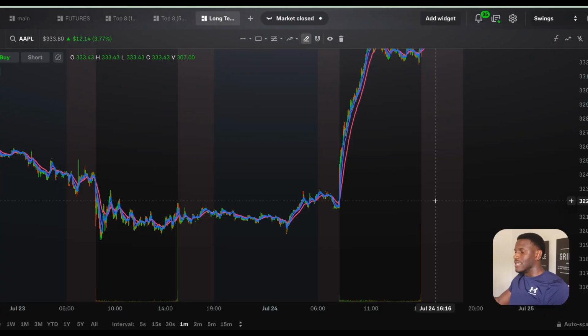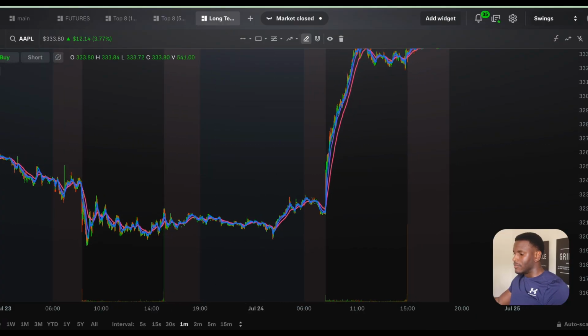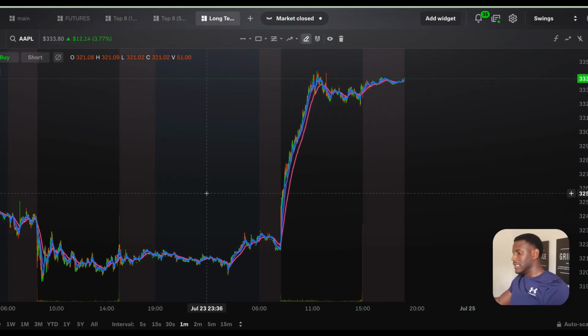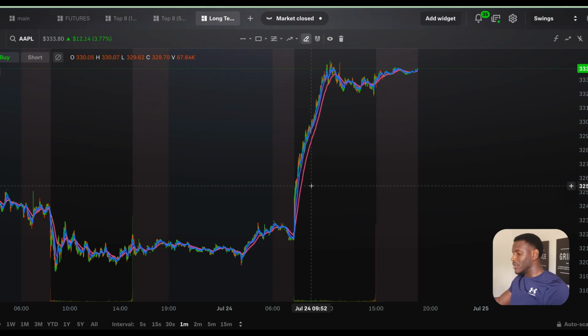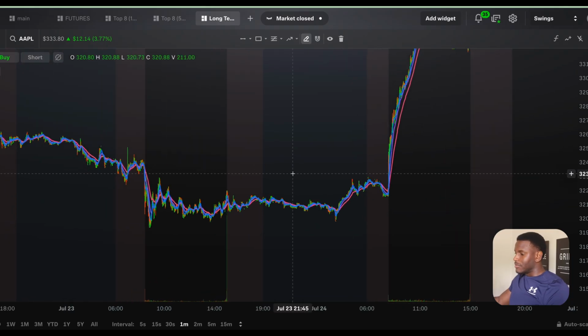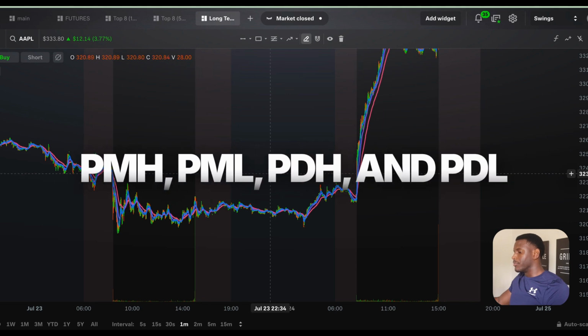All right, so for today's example, I'm going to use Apple, ticker symbol AAPL. So currently right now, I am on the 1 minute time frame. So I use Robinhood Legend as my trading platform. It doesn't really matter what trading platform you use. The concept is going to be the same. So let's talk about what key levels do I typically look for. So typically I look for the pre-market high, the pre-market low, the previous day high, and the previous day low.